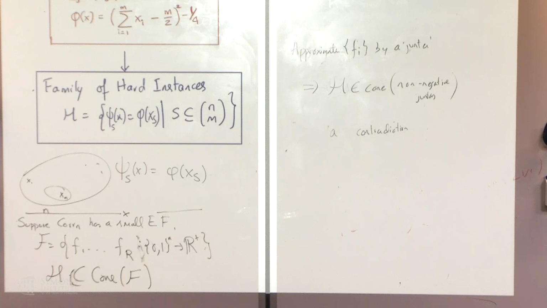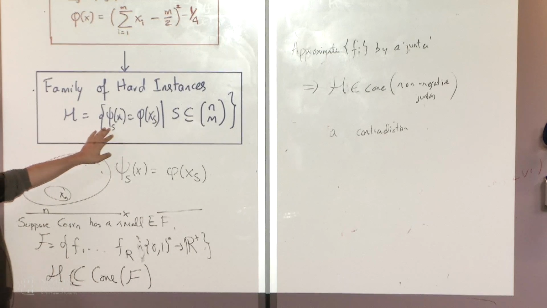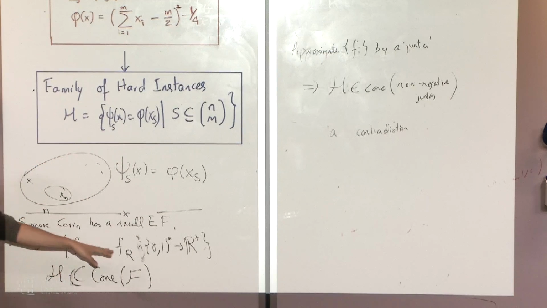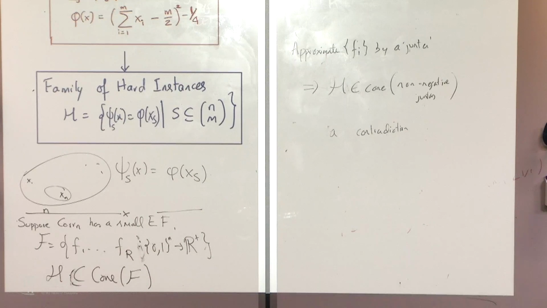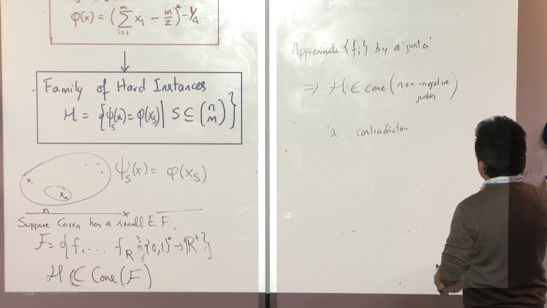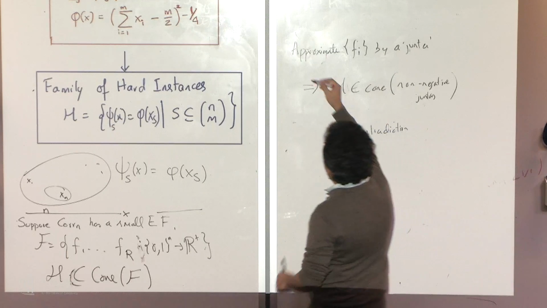The whole point of the approximation theorem that we talked about is that a general linear program consists of a general family of functions, and we'll approximate this general family of functions by juntas. And so if you can express H using the general family of functions, you can also express it using juntas, and then you're in trouble. Okay. So the key notion here is how good should the approximation be?